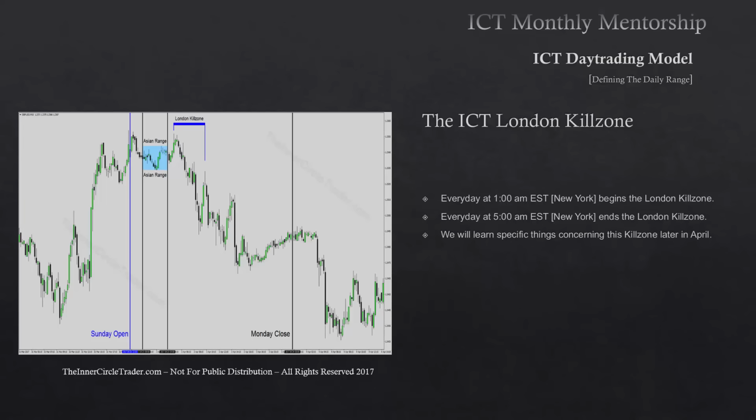Now we're going to learn specific things concerning this kill zone later in April, but for now, again, if you're ever questioning what I'm referring to in terms of the beginning and endings, you have to have a New York time clock. So either on your smartphone, they give you an opportunity to do world clocks. Whatever the time is in New York, use the times I'm giving you in this specific teaching and set that as your beginning and ending points for all of the references in time.